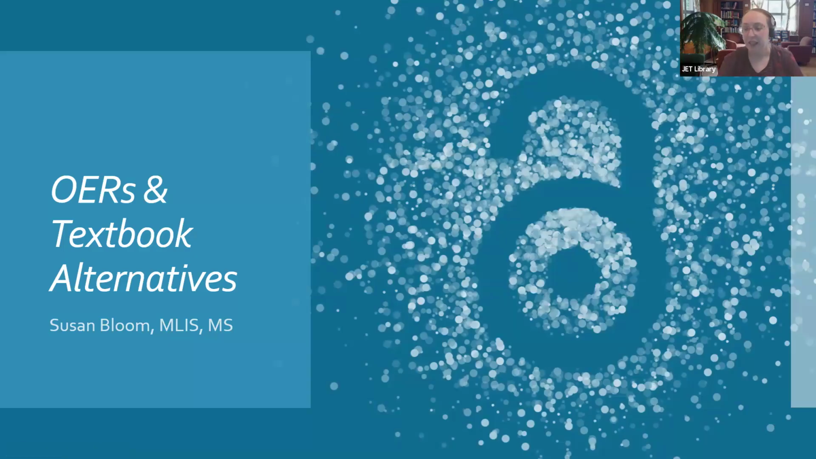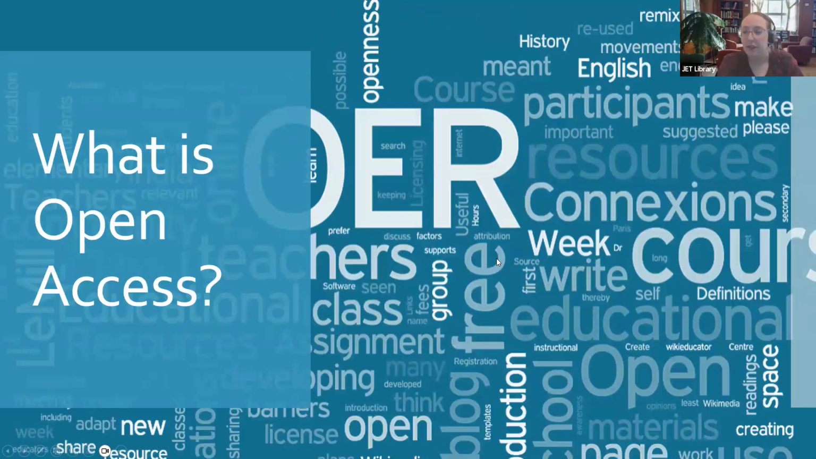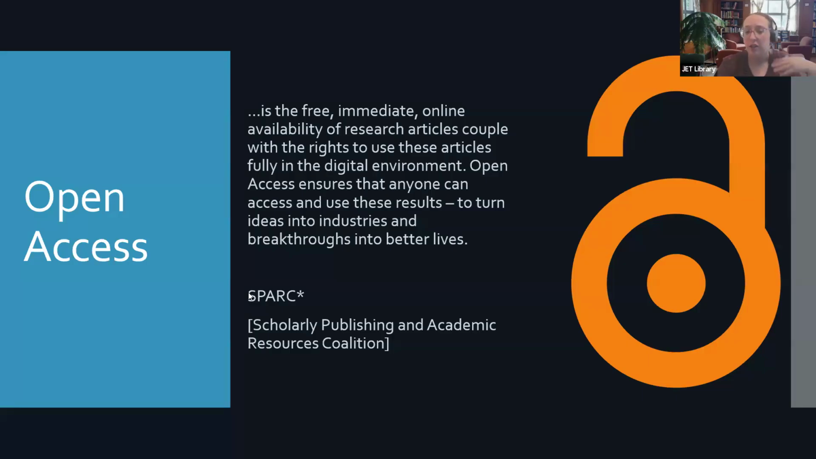Thank you for coming. So we're going to discuss OERs and some textbook alternatives that we have available on campus. The first thing that we're going to discuss is what is open access in general, because some people get open access and OER confused. So open access in general is the free, immediate online availability of research articles coupled with the rights to use these articles in a digital environment.